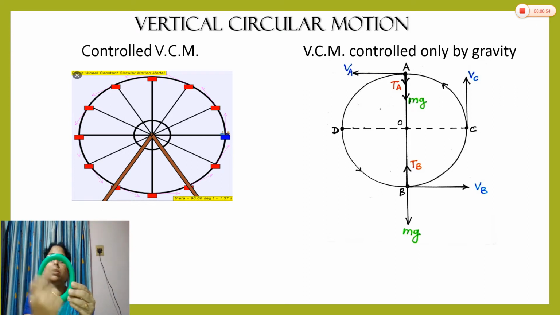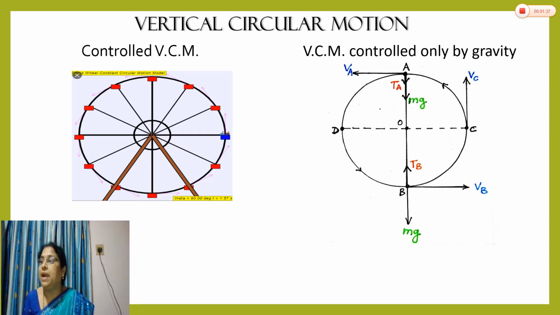In vertical circular motion, when the object moves at different times and at different positions, its speed will not remain constant. That's why vertical circular motion is also called non-uniform circular motion. Actually, there are two types of vertical circular motion. One is controlled vertical circular motion. What is meant by controlled vertical circular motion? In controlled vertical circular motion, power is given to the object externally. And in this motion, the speed of the object may be constant, or sometimes it may decrease, or it may increase.